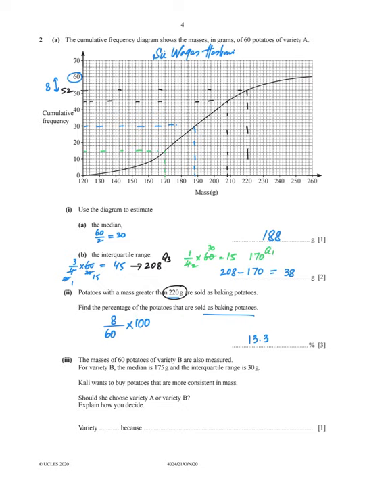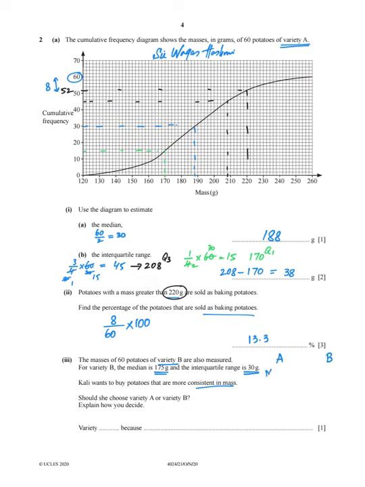In part 3 it says that the masses of 60 potatoes of variety B, so that CF curve is for variety A, are also measured. For variety B, the median is 175 and the interquartile range is 30. Kali wants to buy potatoes that are more consistent in mass. Should she choose variety A or variety B? Explain how you decide. So basically I have variety A and variety B.